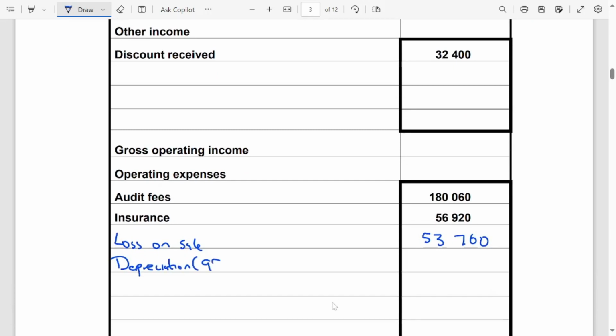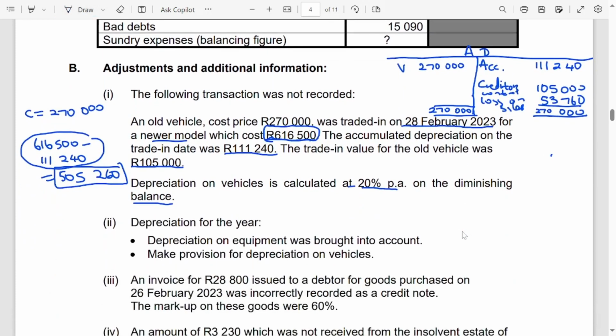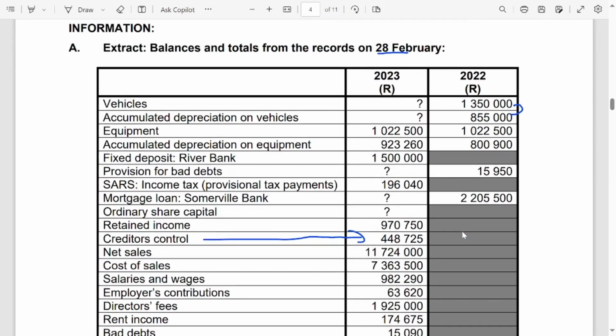So we have 99,000. Then now we must look for the one for the equipment. What are they saying about the equipment? Depreciation for the year. Depreciation on equipment was brought into account. Make provision for depreciation on the vehicles. So they're saying that the depreciation on the equipment was already calculated. It's already brought into account. So now let's go and check the one for the equipment.